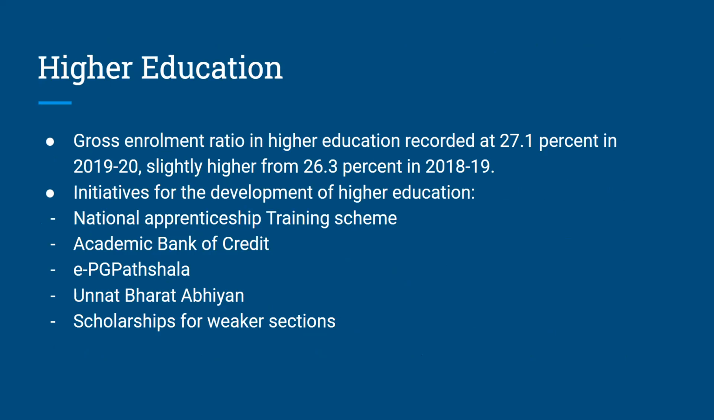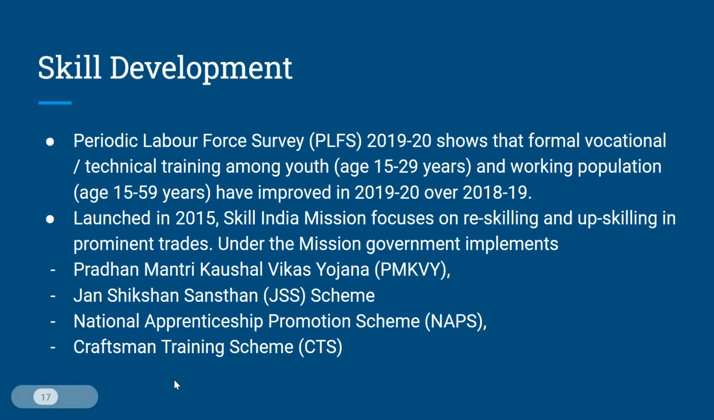Next, we will see the data in higher education. Gross enrollment ratio in higher education was recorded at 27.1% in 2019-20, which is slightly higher than the previous year. Some of the initiatives for the development of higher education taken by the government include National Apprenticeship Training Scheme, Academic Bank of Credit, EPG Pathshala, Unnat Bharat Abhiyan, and Scholarship for Weaker Sections. Again, read about the schemes thoroughly. This might come in prelims.